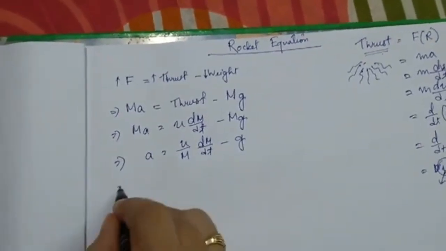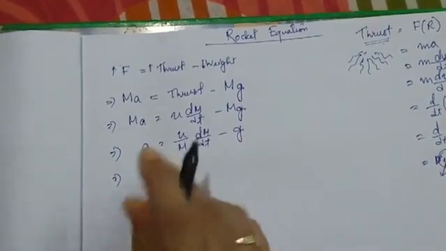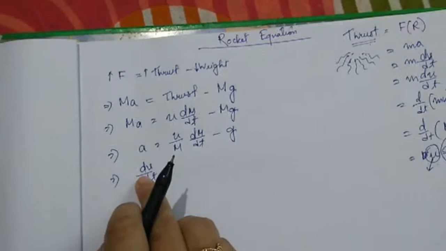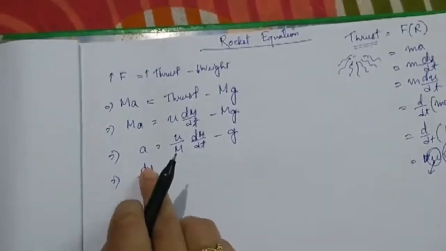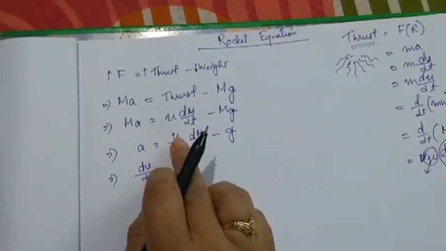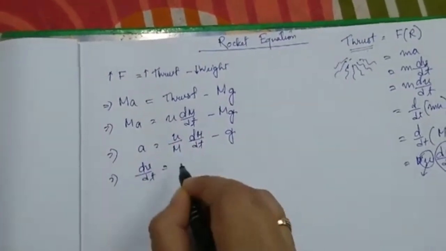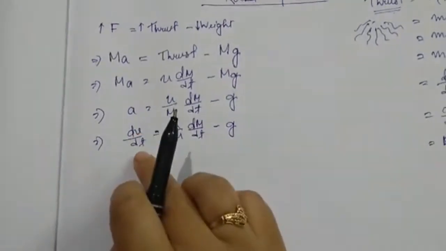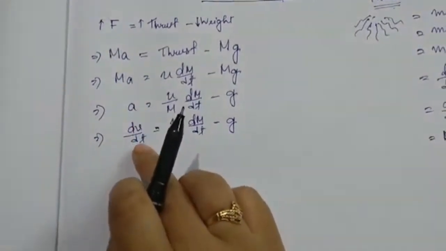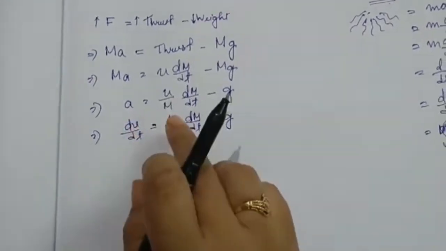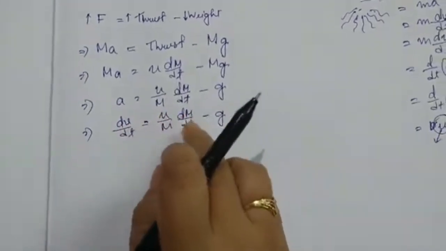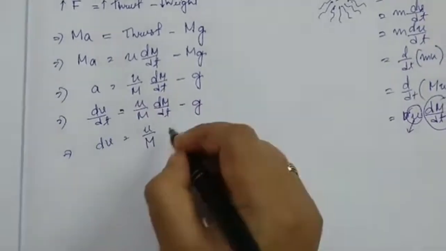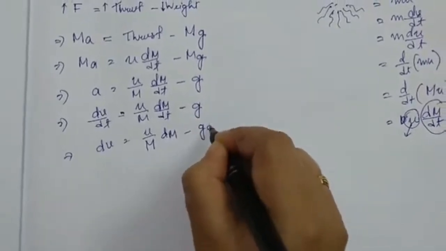Fine. Again, a is nothing but dv/dt. Now a is the acceleration of the rocket here, so it is equal to dv/dt, where v is the velocity of the rocket. Remember that v is the velocity of the rocket, but u is the velocity of ejection of the fuel. So dv/dt means acceleration, the change in velocity of the rocket, and v is the velocity of the rocket at that particular instant. So it is u by m dm/dt minus g, and I can further write it as dv equal to u by capital M dm minus g into dt.